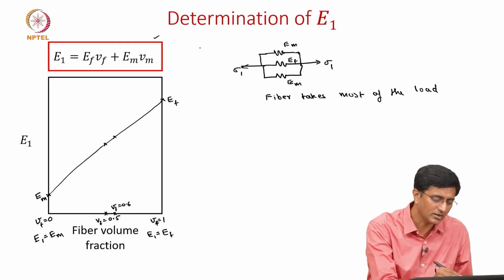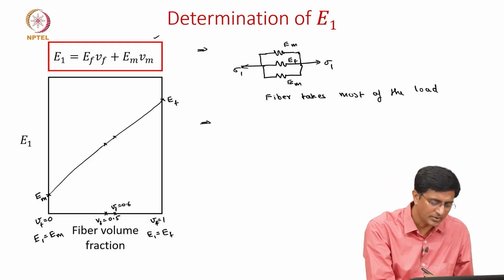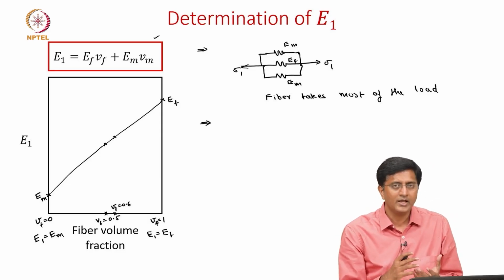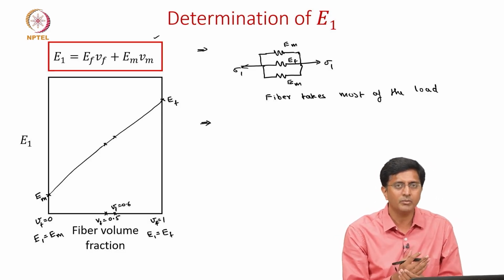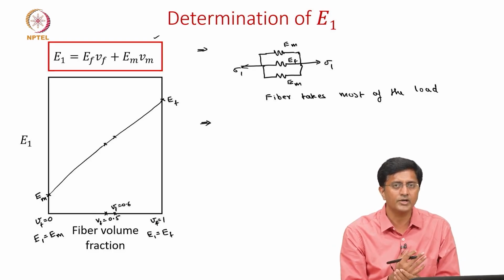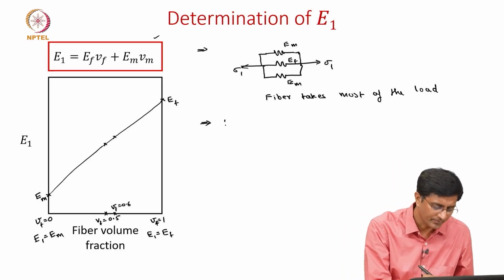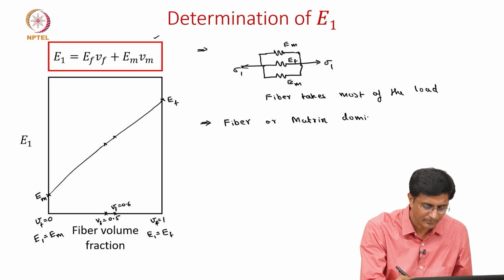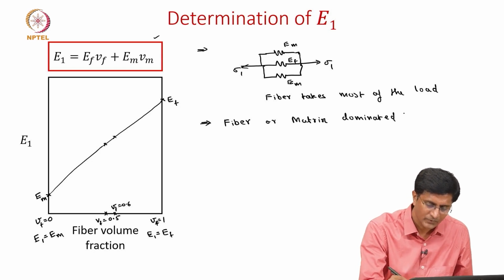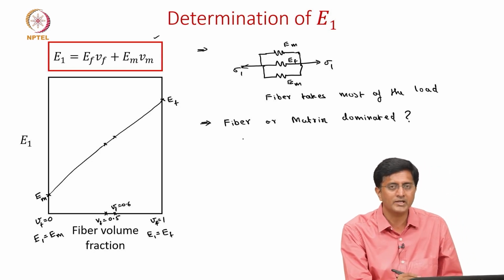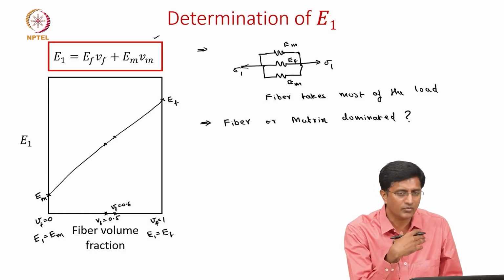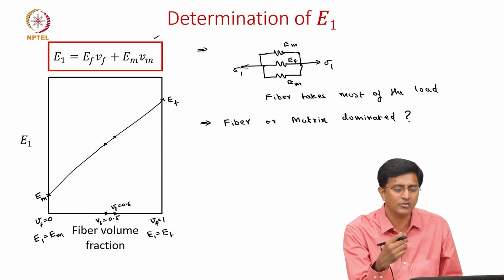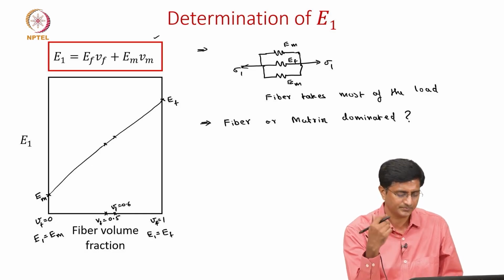But there is another important aspect we need to discuss, which is, in reality, whether the E1 of a composite is fiber dominated or matrix dominated. So what do we mean by fiber or matrix dominated? We want to see whether the fiber will have a greater effect on E1, or whether changing the matrix material will have a greater effect on E1.